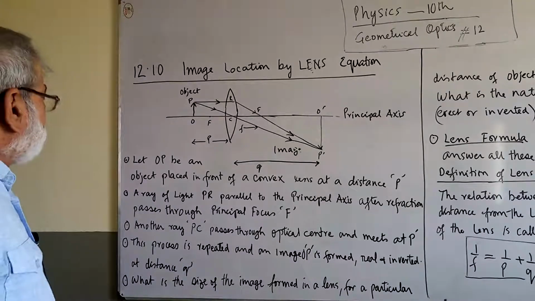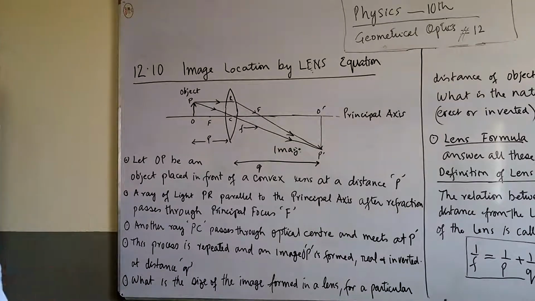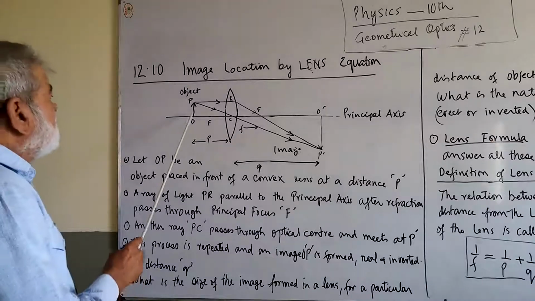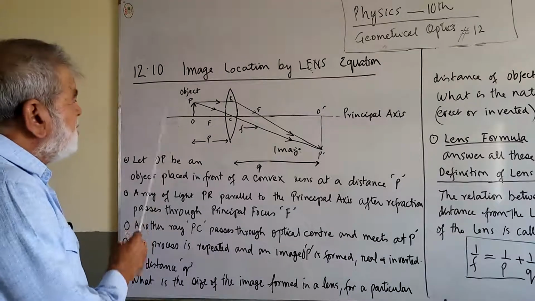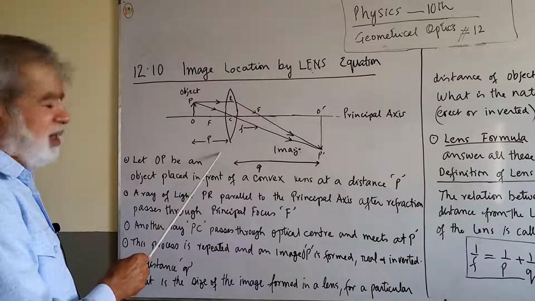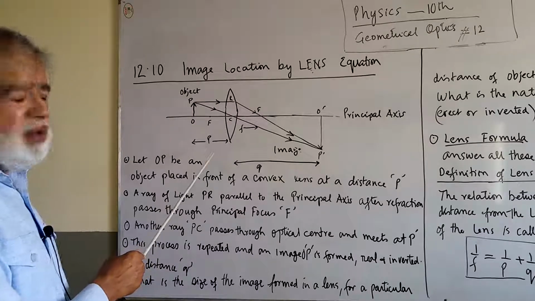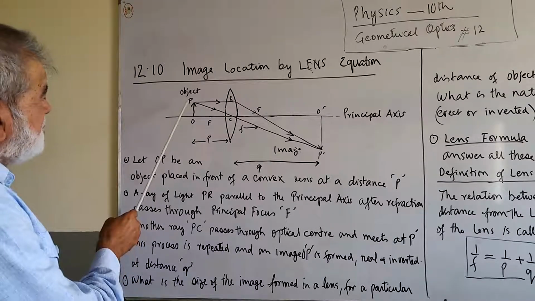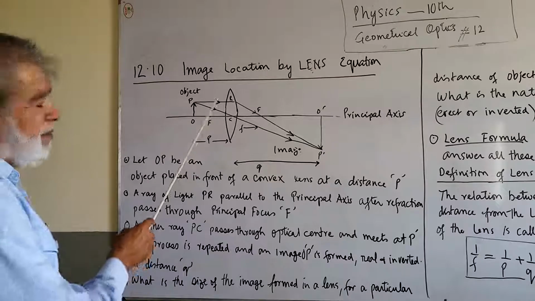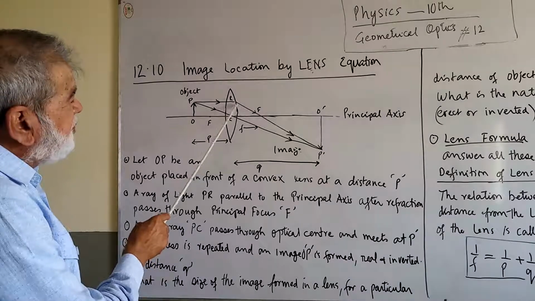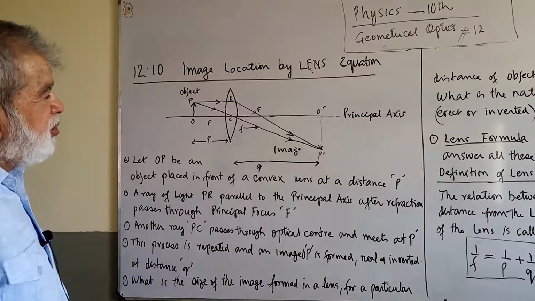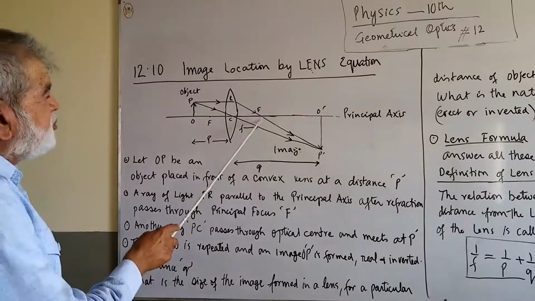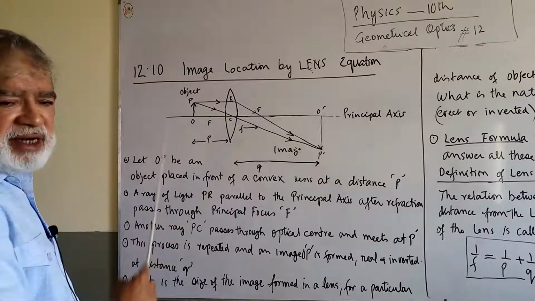Suppose you have an object OP which has been placed in front of a convex lens at a distance of P. A ray of light PR parallel to the principal axis, after refraction, goes towards this point. It passes through the principal focus of this lens.